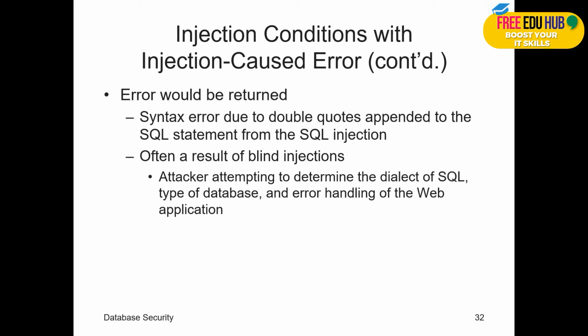Now, an attacker attempting to determine the dialect of the SQL type of the database, and the error handling on the web application, would know exactly what it is catching for. Now, this is about the URL category.